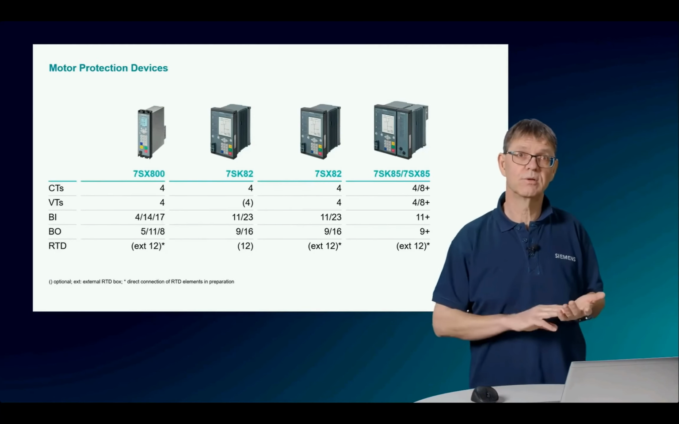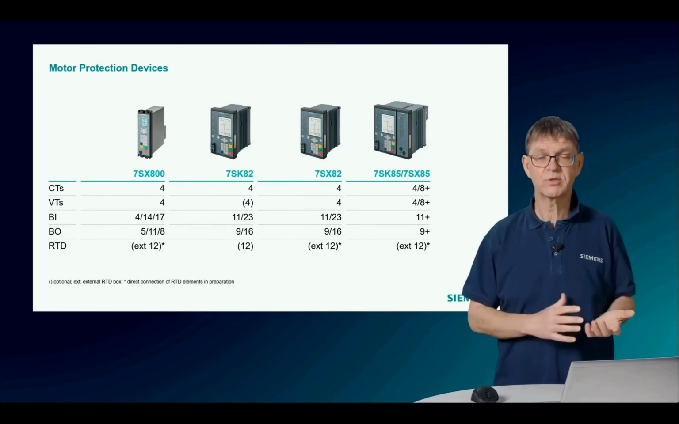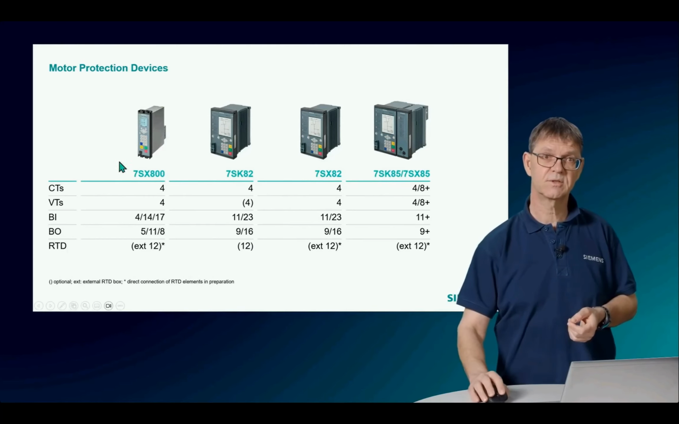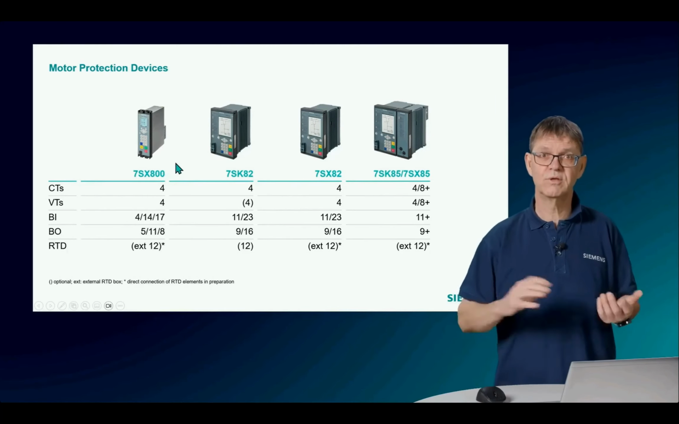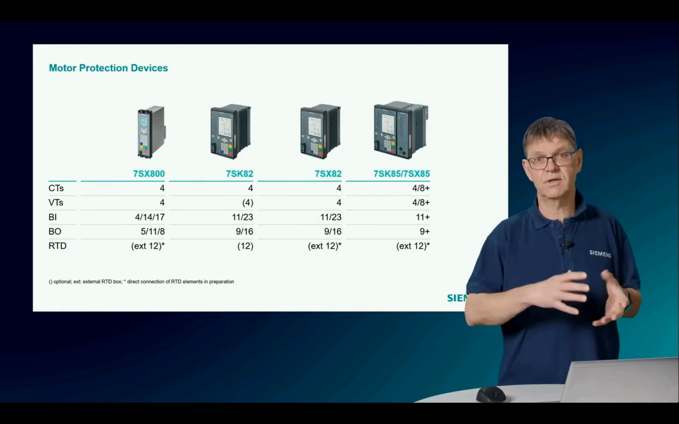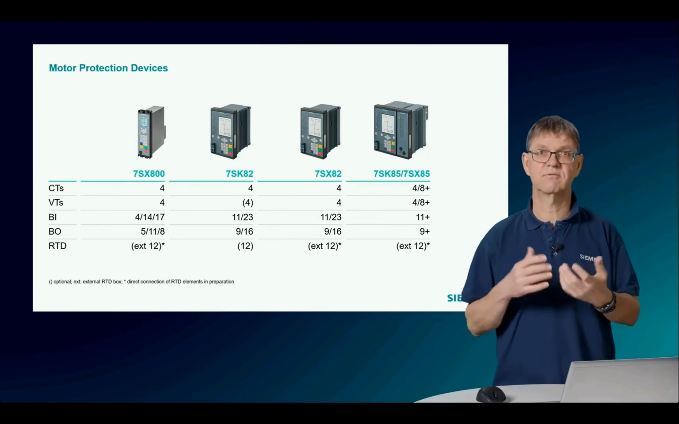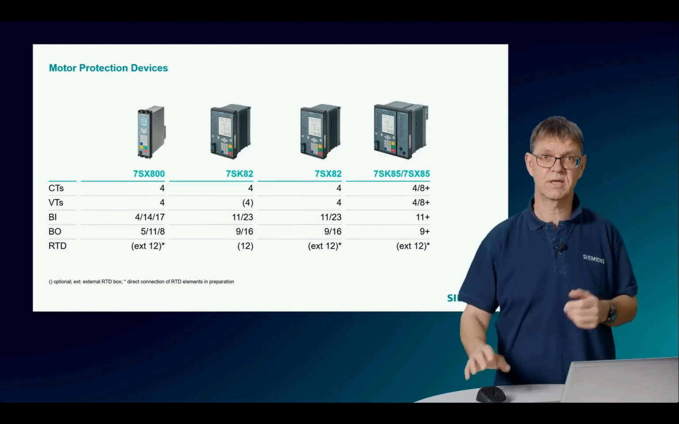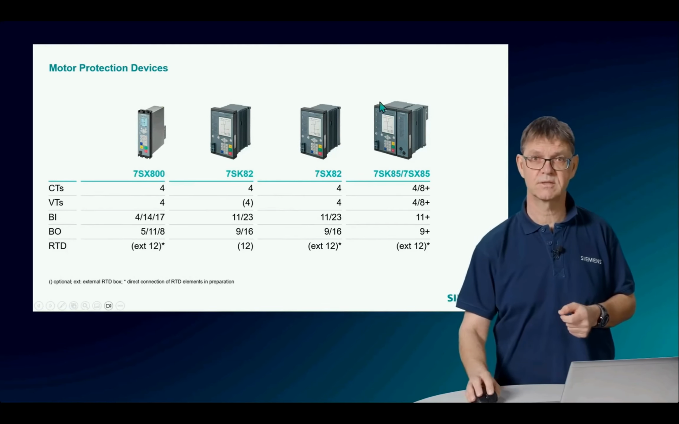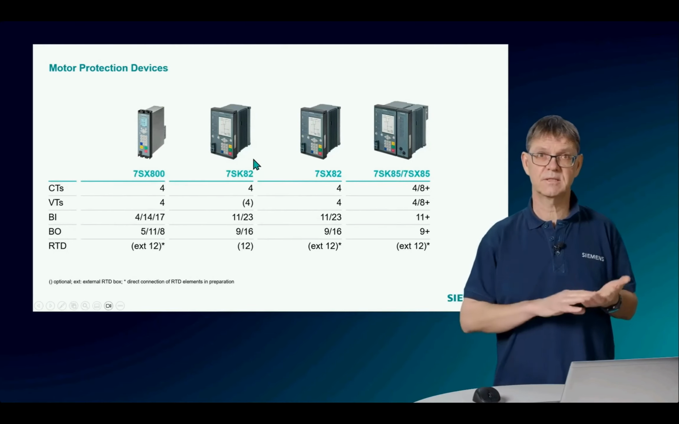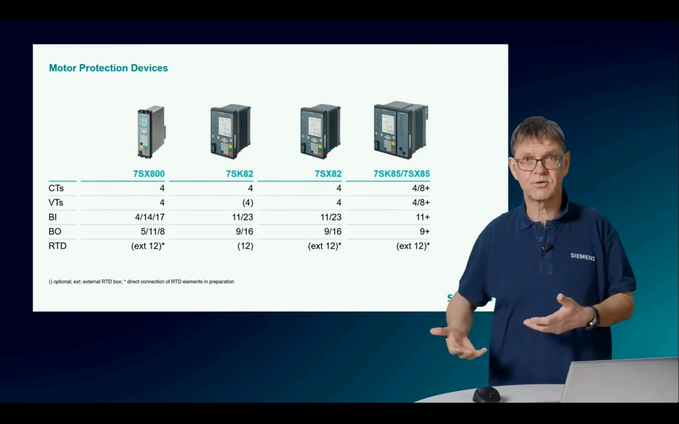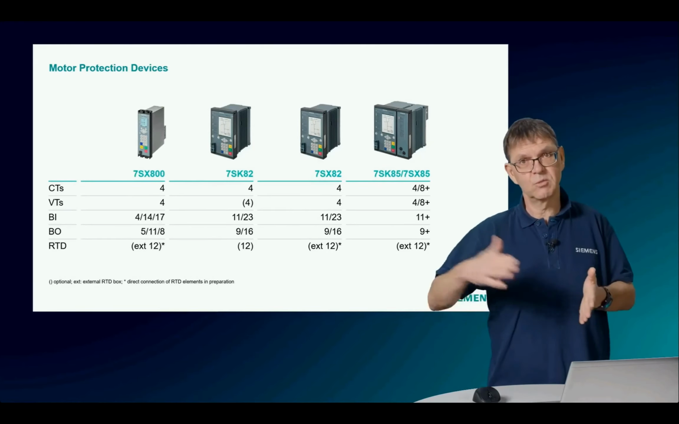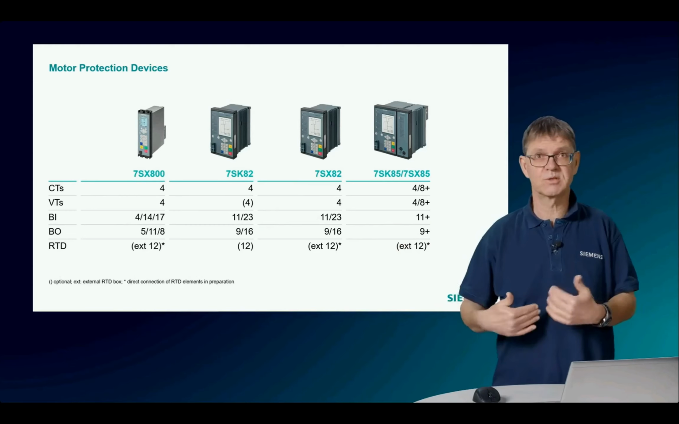Let's have a look at our SIPROTEC 5 motor protection devices. We see here the full range. The 7SX800 is the smallest one, our compact universal device. Then we have the 7SK82 and the 7SX82. They are both non-modular devices. That means they have 1/3 of 19 inch as a size here. And finally the 7SK85 or 7SX85, which belong to the modular devices, where we can have in a modular way an increased number of binary inputs and outputs.